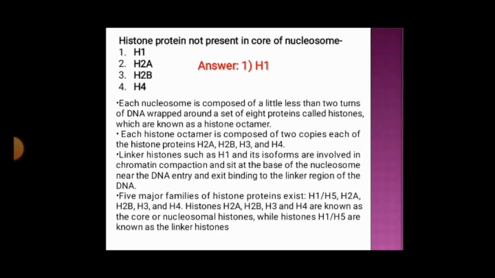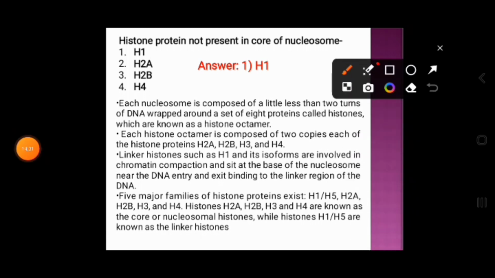Whereas the linker histone is known as H1, and its isoforms are believed to aid chromatin compaction. It sits at the base of the nucleosome near the DNA entry and exit, binding the linker region of the DNA. The 5 major families of histone proteins are H1 or H5, H2A, H2B, H3 and H4. Histones H2A, H2B, H3 and H4 are known as the core or nucleosomal histones, whereas H1 or H5 are known as the linker histones. So, in the core histones, H1 or H5 is not present. It only consists of H2A, H2B, H3 and H4.